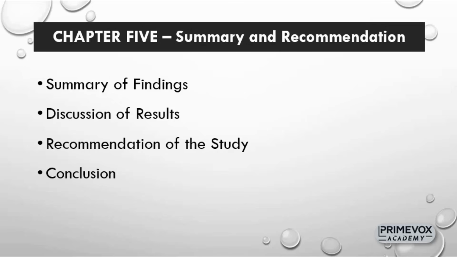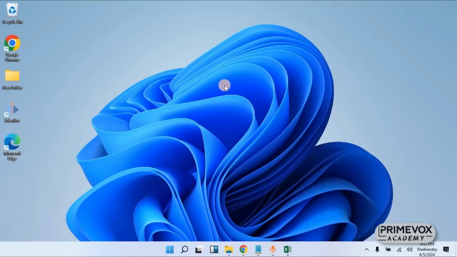Then in chapter 5 is where we'll have summary and recommendations. So you summarize your findings, discuss your results, and recommend further studies. And finally you do your conclusion. So what I will do now is open Excel.